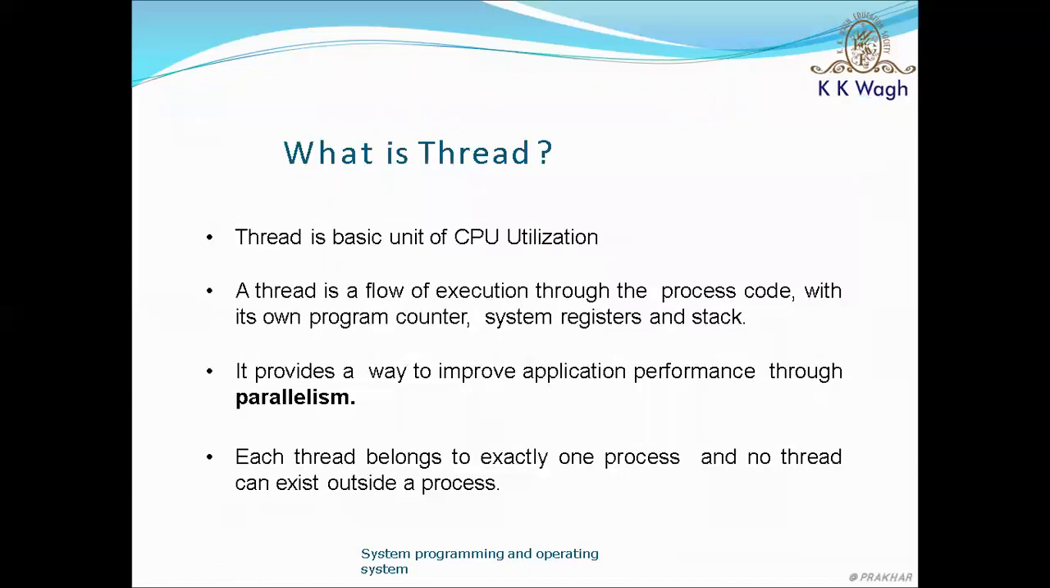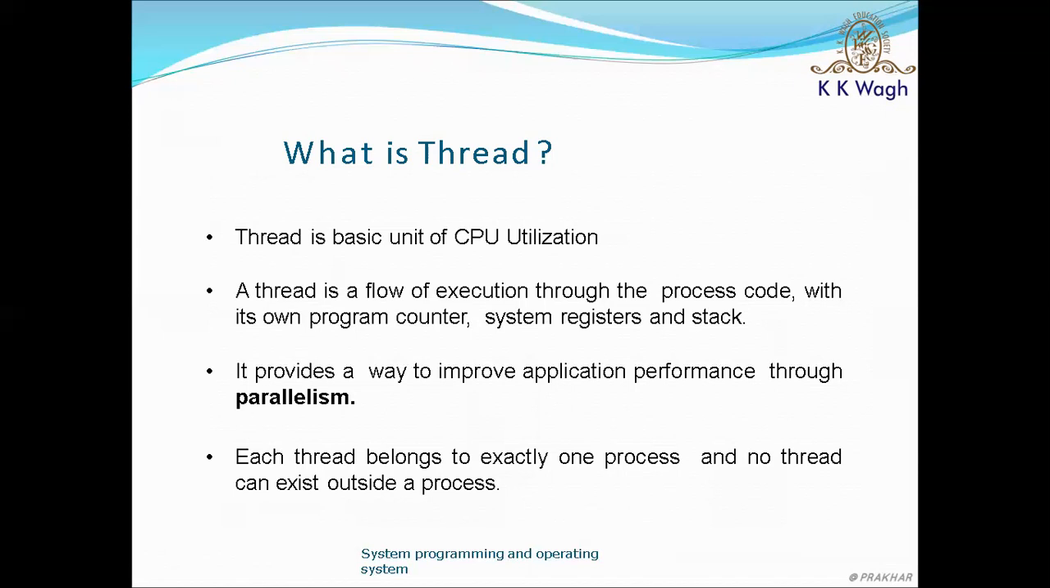Now let us begin with the thread. So what is a thread, and what is the need of a thread? A thread is a basic unit of CPU utilization. A thread is a flow of execution through the process code with its own program counter, system registers, and stack. Basically, threads are a low cost alternative to processes for certain kinds of concurrent applications.